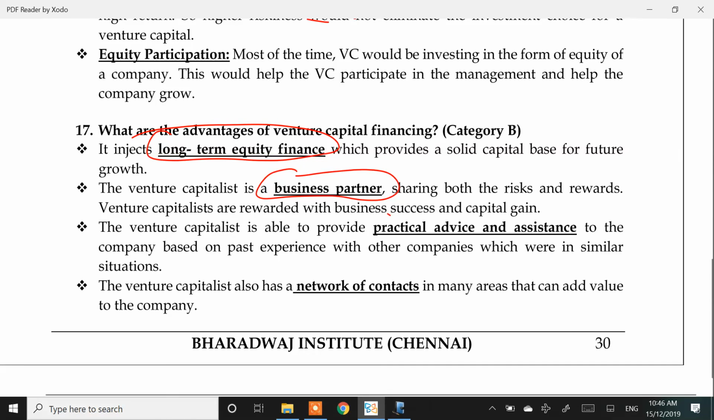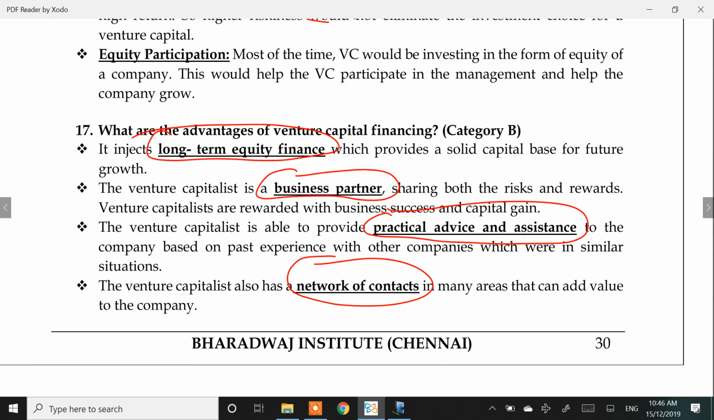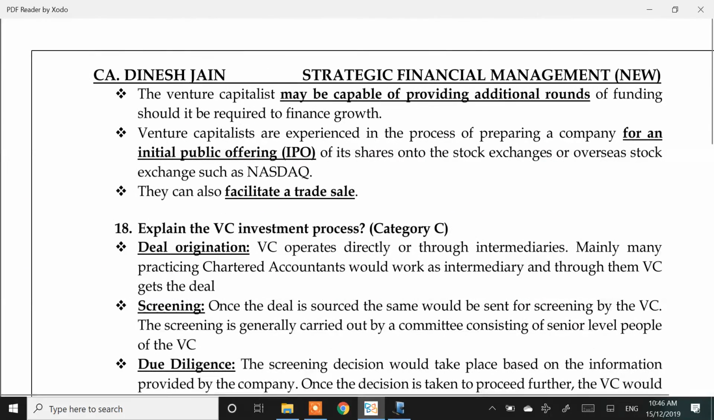They'll be in a position to give a lot of advice and assistance. He will have a network of contacts which can help the company to perform well. The venture capitalist can also bring in additional funds if required. They can help in bringing an IPO and also facilitate a sale if required. So, capable of bringing additional rounds of funding, doing an IPO or a trade sale.